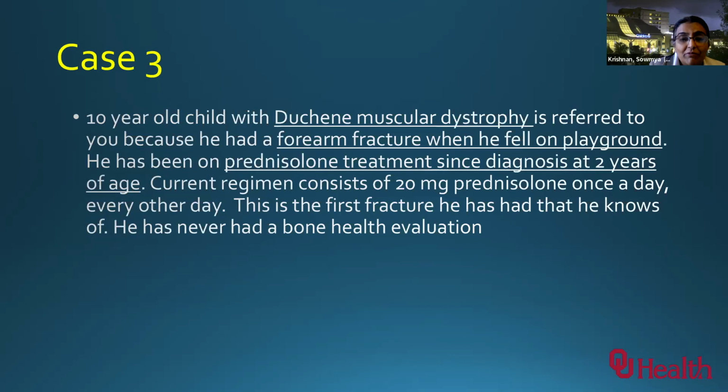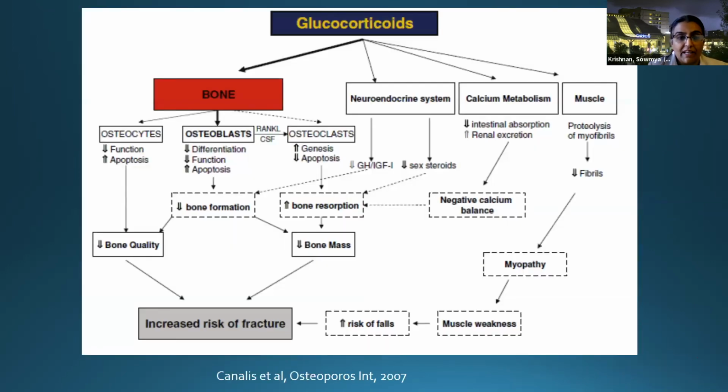Case 3, if you remember, was a child with Duchenne muscular dystrophy who was referred to us for forearm fracture. He has been on prednisolone treatment since diagnosis at 2 years of age. This is the first fracture he has had that he knows of, and he has never had a bone health evaluation. Before I go into follow-up for this child, I would like to discuss briefly glucocorticoid-induced osteoporosis. This is increasingly being recognized, and some good trials have shown us the ways to manage this condition.